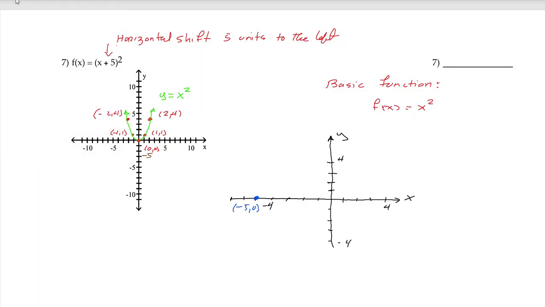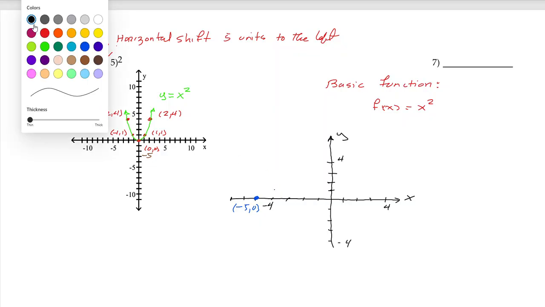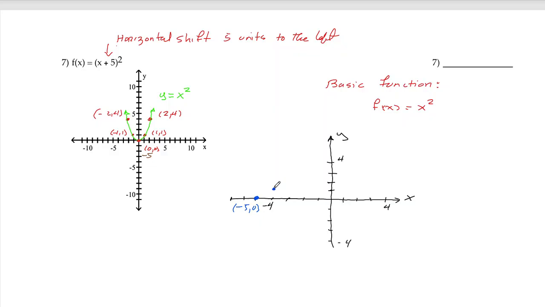Of course, now we do the same with the other points. So we will be subtracting 5 to the x coordinate of the point 1, 1. So 1 minus 5 would be minus 4, 1. So the point that was in 1, 1 goes from 1, 1 to minus 4, 1. And the point that is in minus 1, 1, when you subtract 5 from minus 1, you get minus 6. So we go to minus 6, 1.